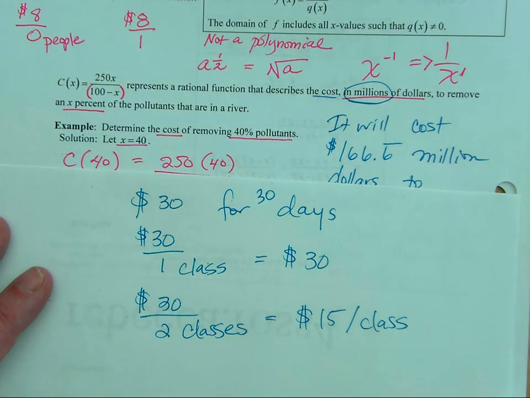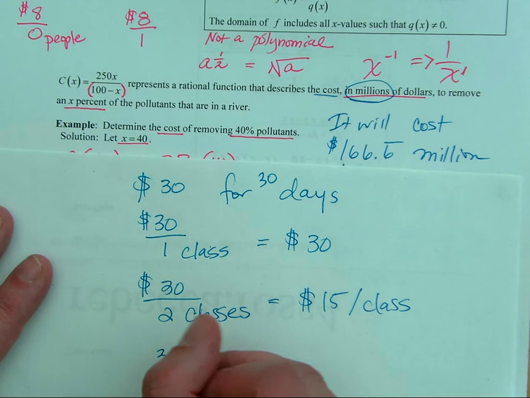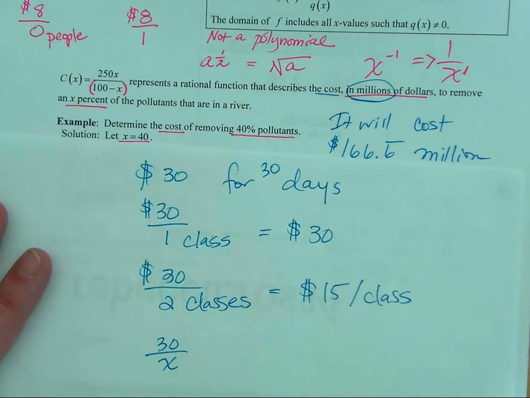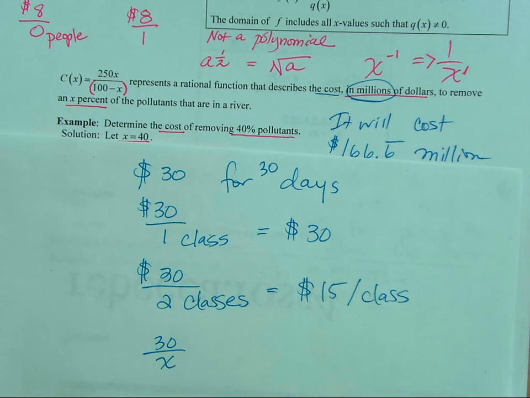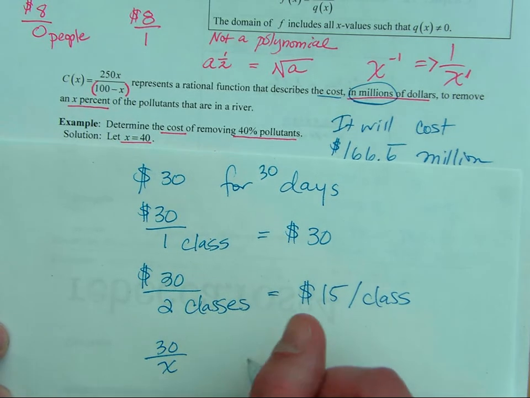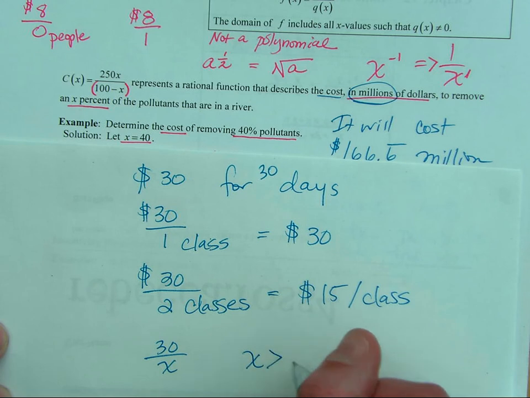So if I made an equation out of this, if I said I'm going to go to x number of classes, I can't go to 0 classes because I showed up to the class and I paid for the class, right? I paid the $30. So we would not divide by 0. It wouldn't make sense to say, well, what's $30 divided by 0? So in this case, my x has to be greater than or equal to 1.